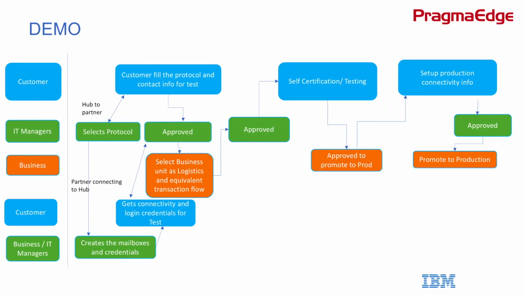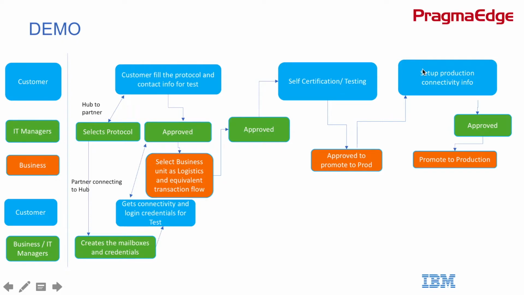And this is again sent for approval, and a connectivity test is performed, which is nothing but the self-certification process, wherein a test file is sent in order to verify all the connectivity information that has been filled out during the onboarding process. And once the self-certification testing is completed, now the whole process can be promoted to prod.